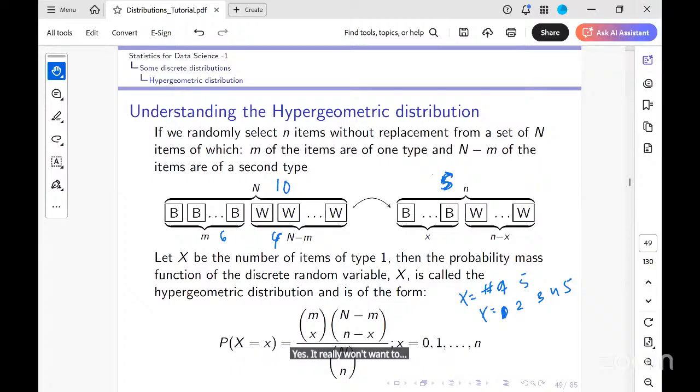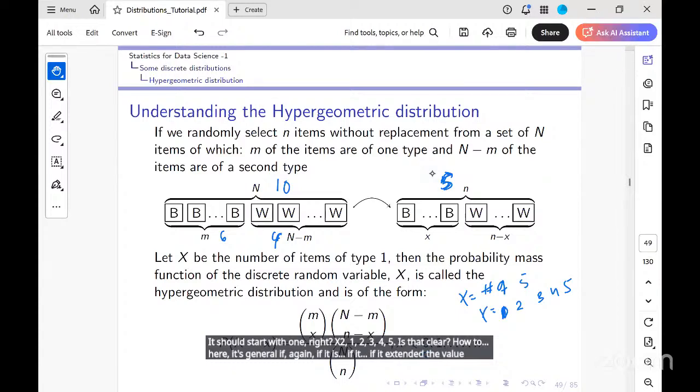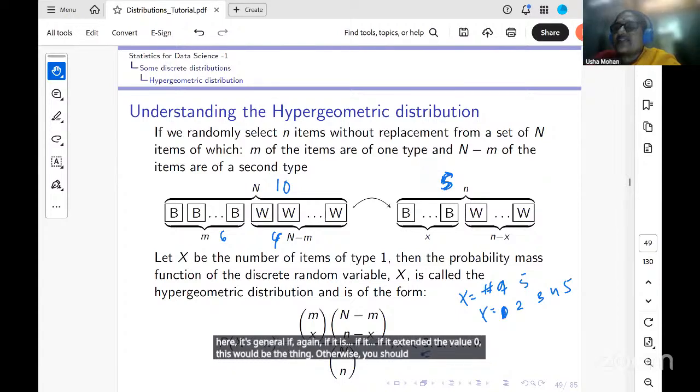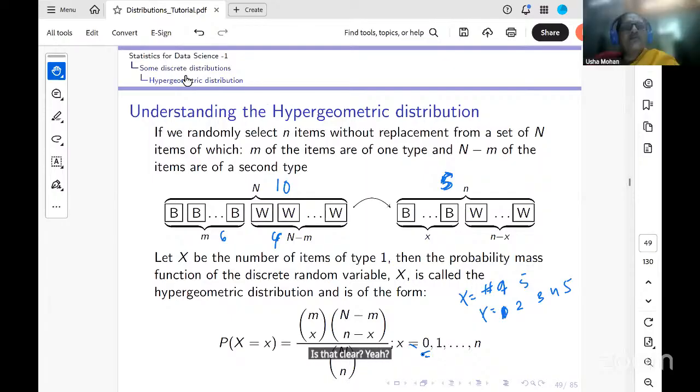Is that clear? Here it's general. If X can take the value 0, this would be the thing. Otherwise, you should work out with X equal to 1, 2, 3, 4, 5. Is that clear? Yes, ma'am. Saikat, what is your doubt?